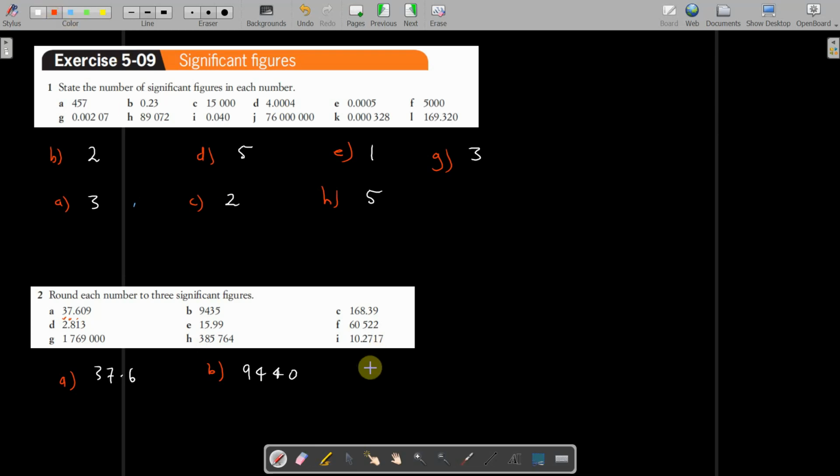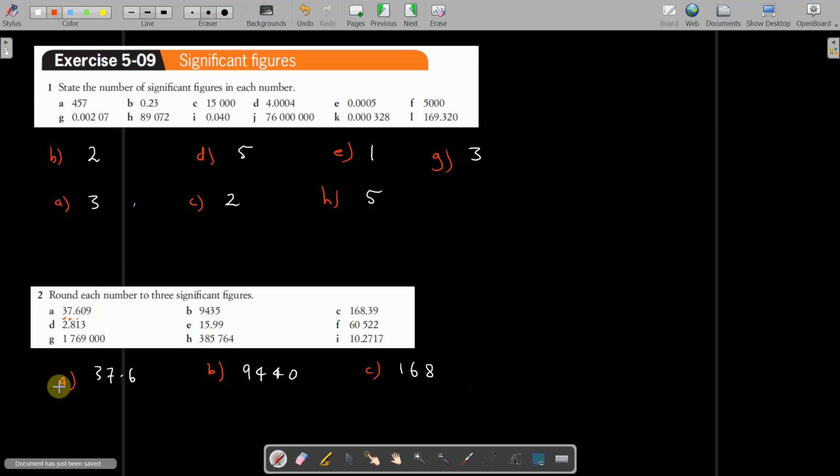Okay. C. Well, I've got a decimal. There's no zeros in sight, but we only want 3 significant figures, so we can't put zeros at the end. 168, and that's a 3, so it stays at 168. If you did this, that would make it 4 significant figures, because in decimals you count the ones at the end.